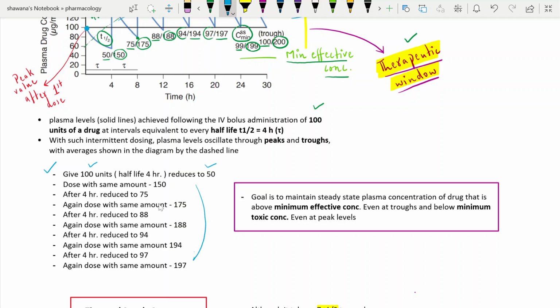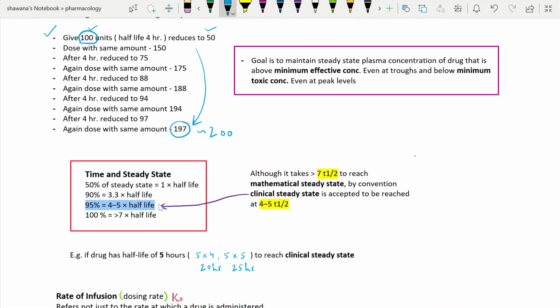and all the way across the calculations we are having approximately 200. Okay, we are having 200, which is double the amount of the drug that we administered the first time. And the goal, I have told you, is that we need the steady state in the plasma to be above the minimum effective concentration (MEC) and below the minimum toxic concentration. Even at peak levels, we don't need the drug to be toxic to our body.